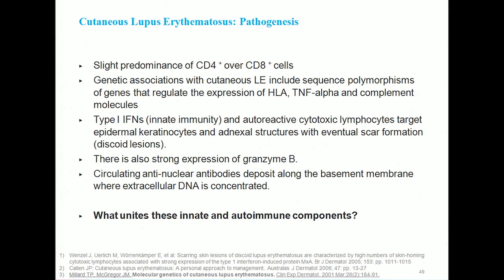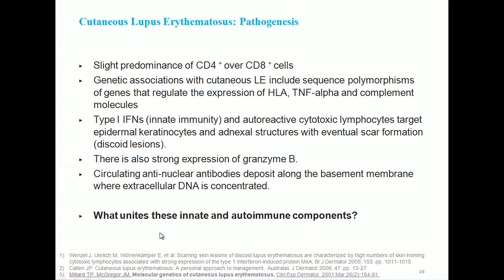What's interesting is that in terms of pathogenesis, there's a slight predominance of CD4 cells over CD8, but it's thought to involve multiple genetic associations that include sequence polymorphisms of genes that regulate the expression of HLA, TNF-alpha, as well as complement components. Type 1 interferons are strongly associated with cutaneous lupus, as well as autoreactive cytotoxic lymphocytes, which target epidermal keratinocytes and adnexal structures, which eventually result in scar formation in the chronic discoid lesions. There's also a strong expression of granzyme B, as well as circulating anti-nuclear antibodies, which will deposit on the basement membrane where extracellular DNA is going to be concentrated.